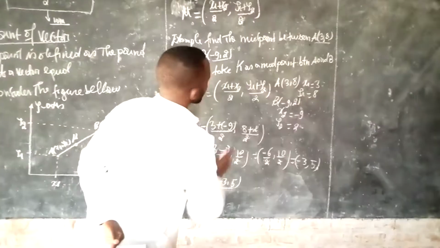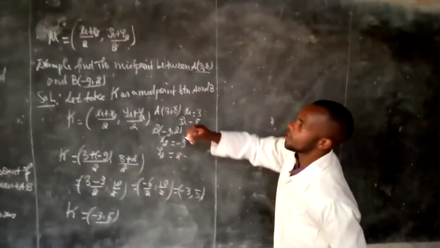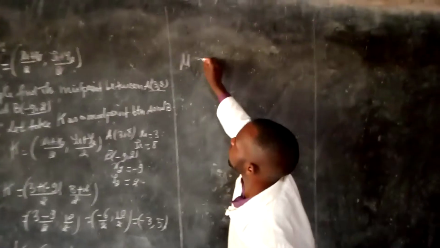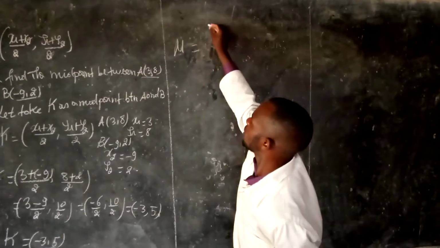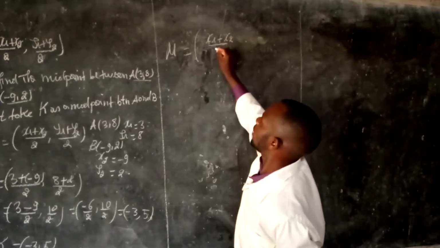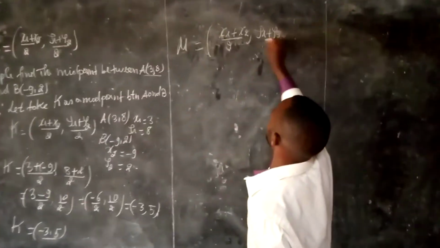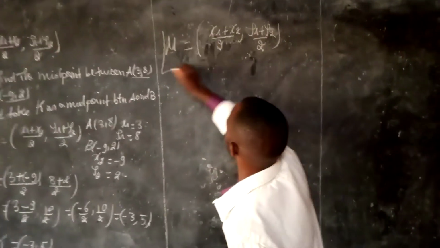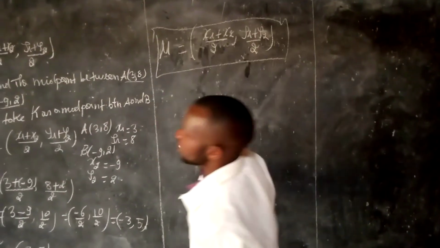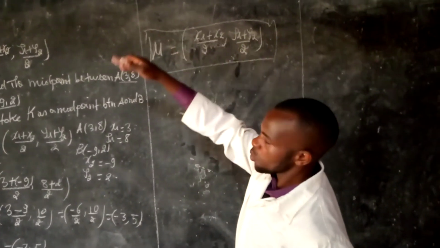So now, the essential thing you have to know here, my friends, is the way of calculating a midpoint between 2 points, which is equal to x1 plus x2 over 2, comma, y1 plus y2 over 2. This is the formula used to find the midpoint between 2 points.